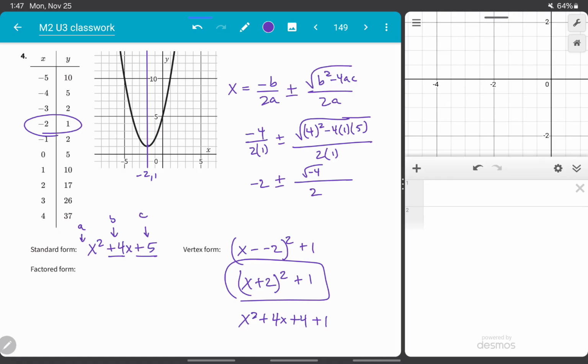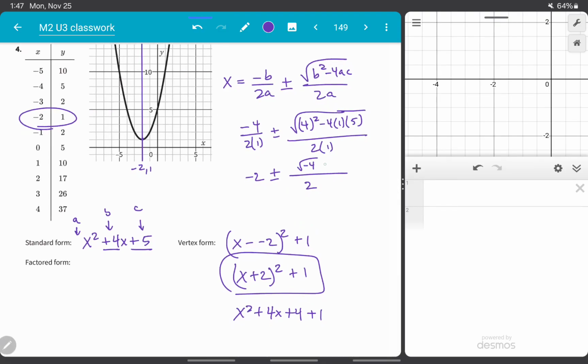I could break that -4 into 2 parts. That's a square root of 4 times a square root of -1. Square root of 4, I can take and get 2, and then the 2 on the top and the 2 on the bottom would cancel out. So then I'm going to have just square root of -1 left over. So I'm going to have -2 plus or minus square root of -1.